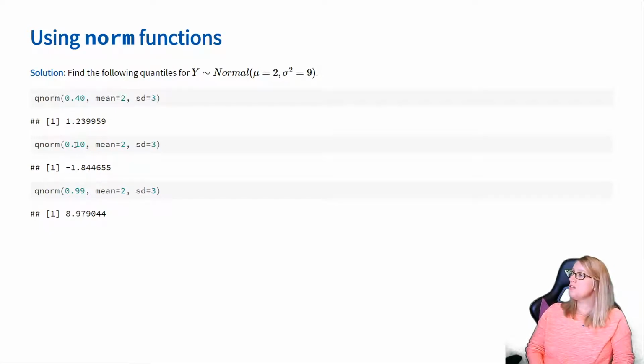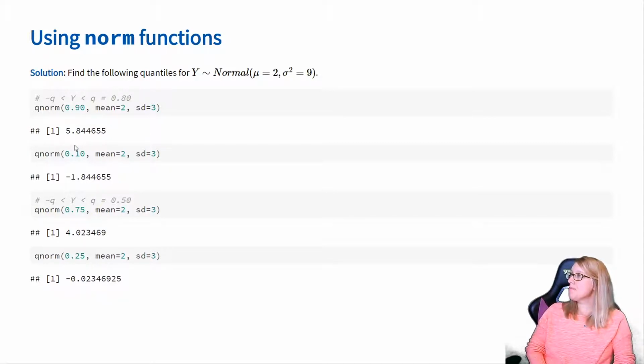If we want to find even smaller probability cutoffs or even larger probability cutoffs, we just change that argument that goes into q-norm. So for example, 10% of the observations in this distribution will be less than -1.84. 99% of observations from this distribution will be less than 8.98.